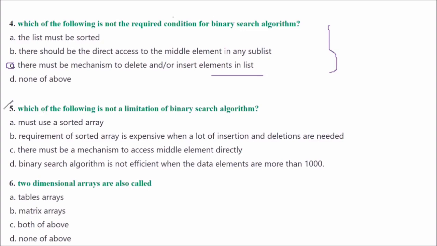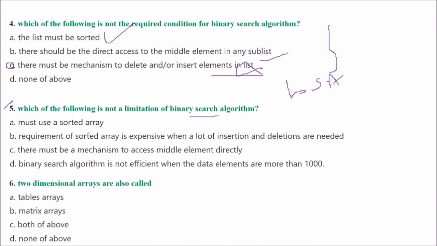Because it has a condition that the list must be sorted, there should be direct access to the middle element in any sublist. These are all the requirements, but this is not. Next is which of the following is not a limitation of binary search algorithm? Which of the following is not a limitation of binary search algorithm?